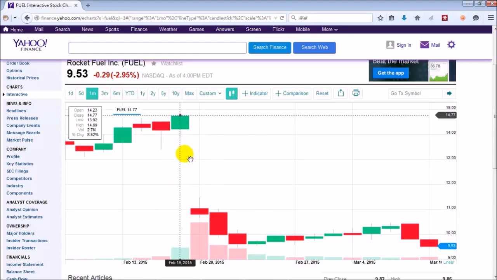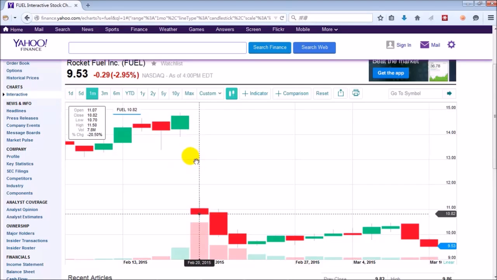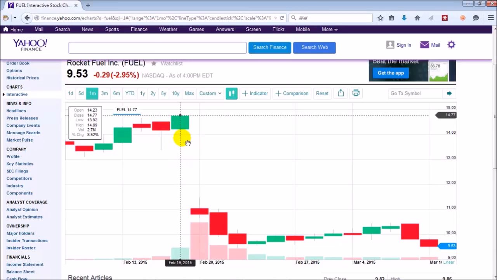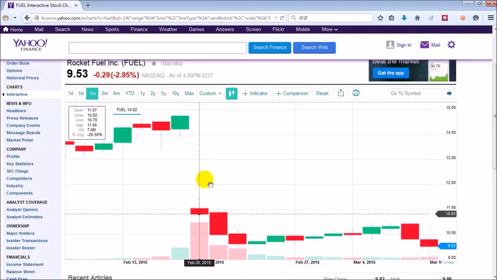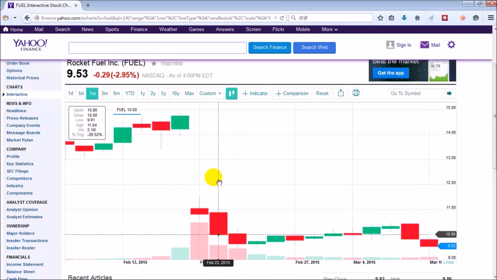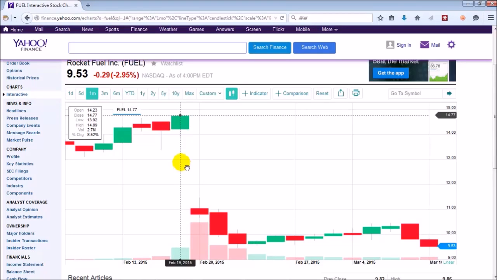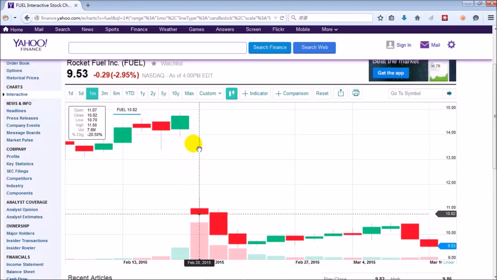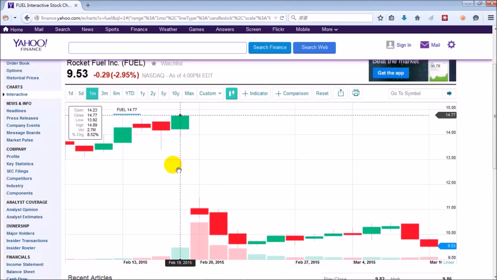That space between these two candlesticks is so huge that it means that from the low of this day, which was 13.92, to the high of this day, which was 11.50, there was no trading of this stock Fuel at any prices in between. So what we got is a gap. Now this is not the gap I'm going to talk about today because we need to make a distinction between an intraday gap and an interday gap. This is an interday gap.